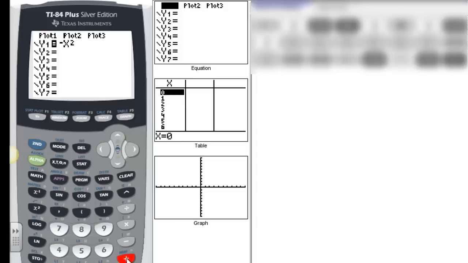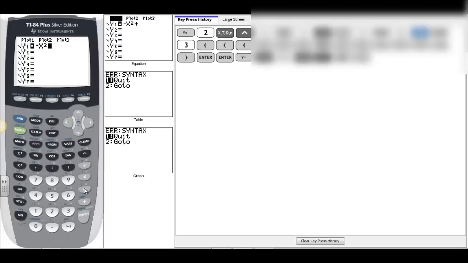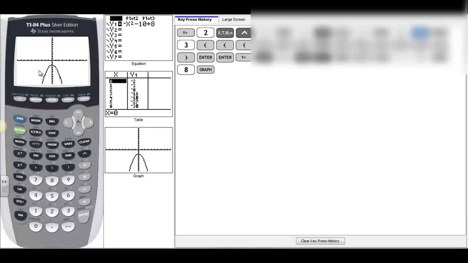So we'll show you both ways in this example. Negative x squared minus 10x plus 8. And then we'll hit our graph. We should still be in a standard window. And we can see the graph. We can see the highest point, or the maximum. The vertex is a maximum in this case.